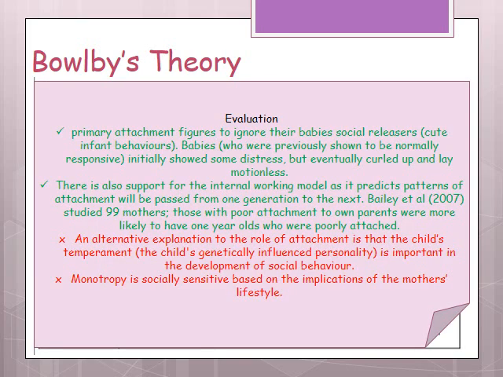Okay, so the strengths to it: primary attachment figures who were told to ignore their baby's social releasers caused their babies to get very distressed, so it shows the importance of that interaction. There's also support for the internal working model as it predicts future patterns. So Bailey found that those with poor attachment to their own parents were more likely to have poorly attached children themselves. Alternative explanation, so it could be temperament that is important in the development rather than this adaptive trait.